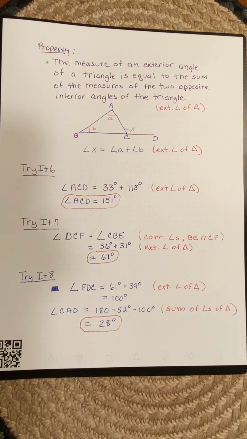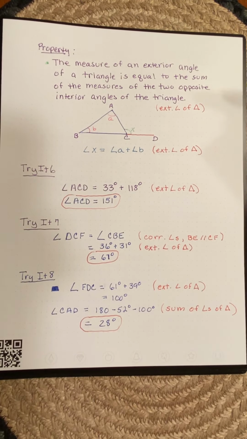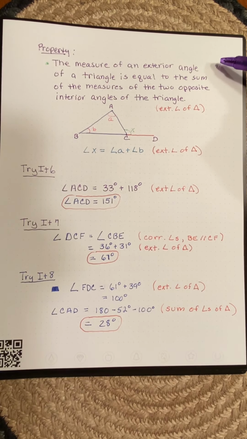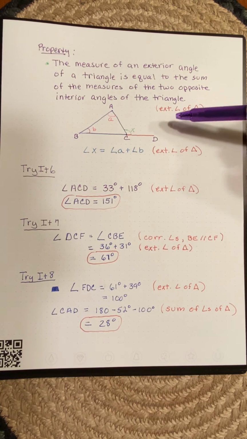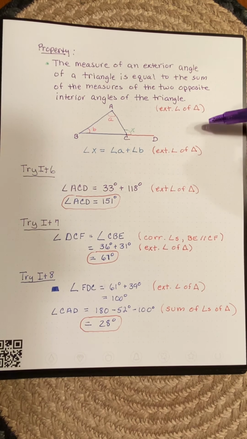The property that we're going to record at this point is that the measure of an exterior angle of a triangle is equal to the sum of the measures of the two opposite interior angles of the triangle. And we're going to call that rule the exterior angle of a triangle.